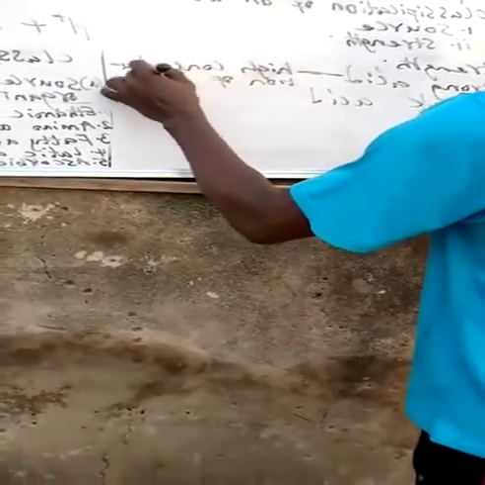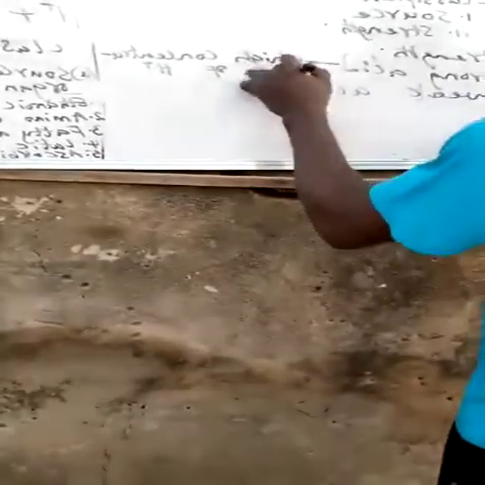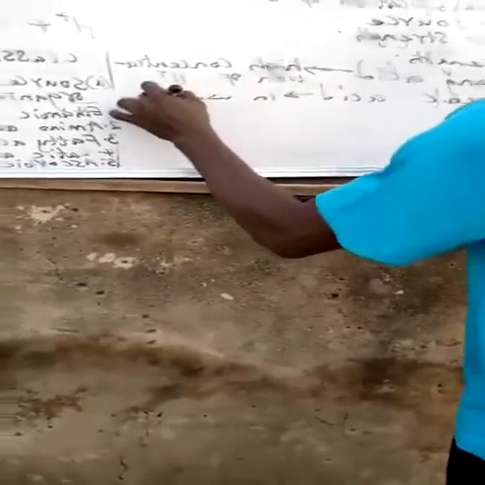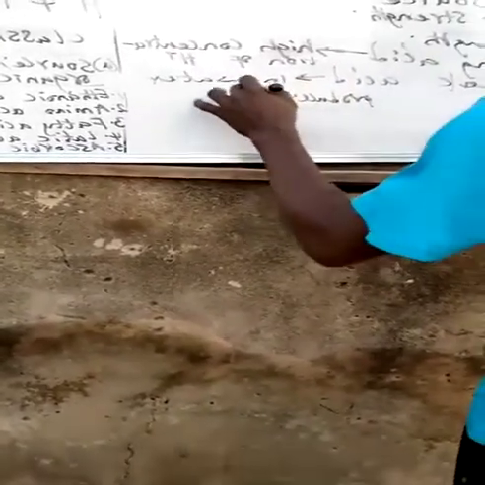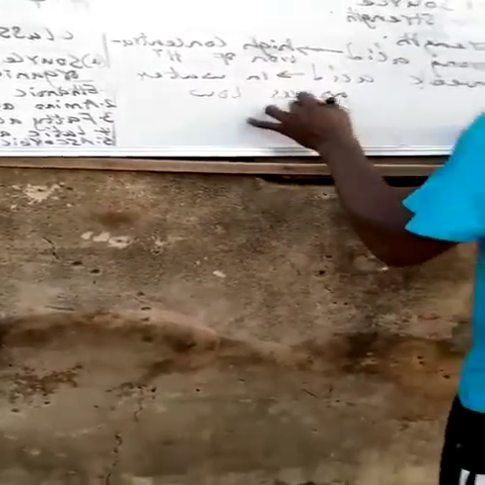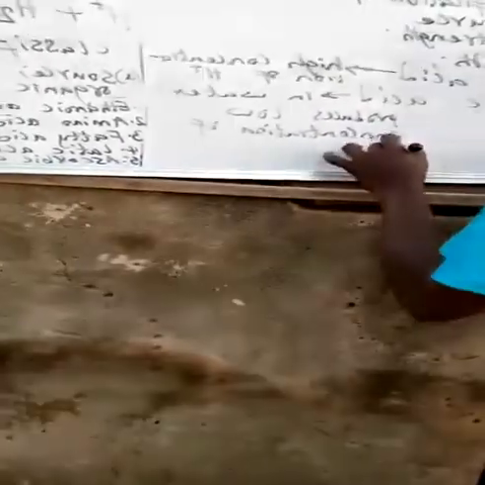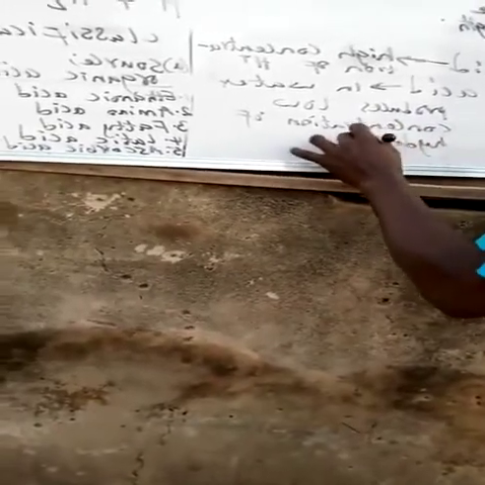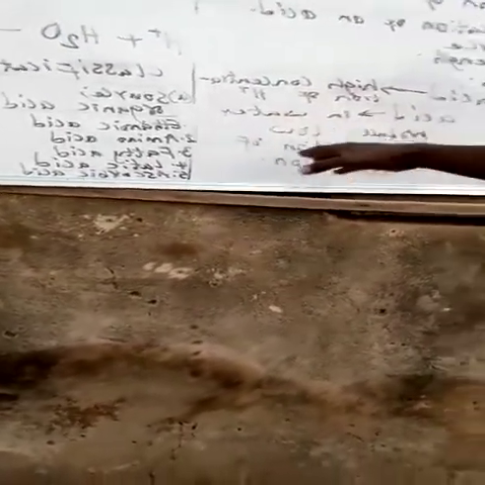The weak acid, in water, produces a low concentration of hydrogen ion. Don't forget, a strong acid dissociates in water to give a high concentration of hydrogen ion, while a weak acid dissociates in water to give a low concentration of hydrogen ion.